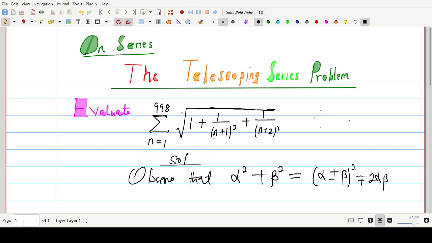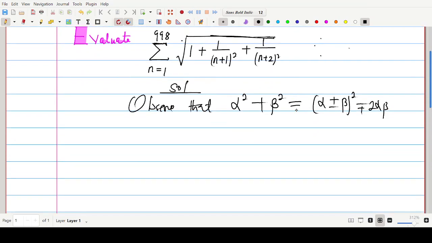Very useful. Now take note, how do we interpret this? Alpha squared plus beta squared is equal to alpha plus beta all squared minus 2 alpha beta, and this also equals alpha minus beta all squared plus 2 alpha beta. Whichever you take is correct. So with this identity, we are able to reduce that radicand into a stable power.